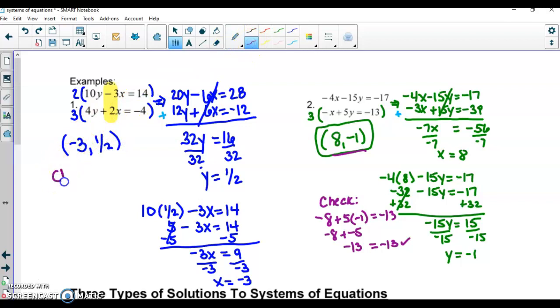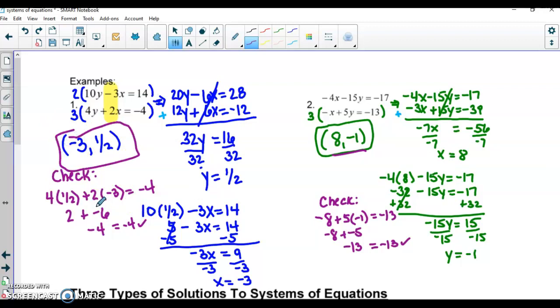To check, again, I could graph, or I use the top equation, so I'm going to check it in the bottom equation. 4 times y of 1/2 plus 2 times x of -3. Does that give me -4? So 4 times 1/2, that's 2. 2 times -3 is -6. 2 and -6 is -4. That's what I'm supposed to get. It checks. So that guarantees me we have the correct solution. So that's solving your equations by elimination.